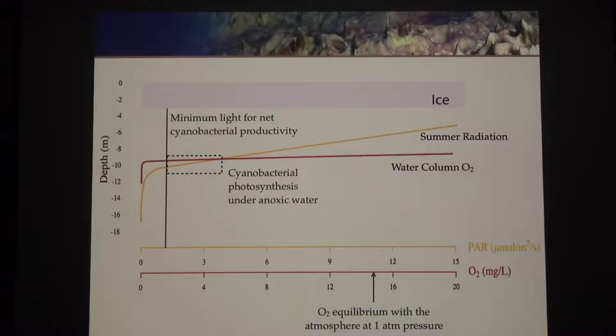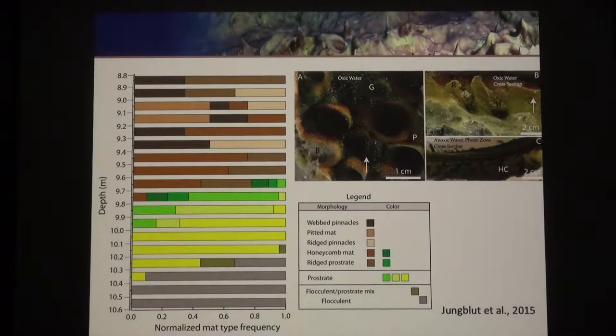And when Ian and Tyler were doing a survey of the lake, they saw these changes in the microbial community as you approach this redox gradient. And then these green flat mats, which are shown in here, are near the limit of photosynthesis. There's some photosynthesis probably slightly lower in the mats.